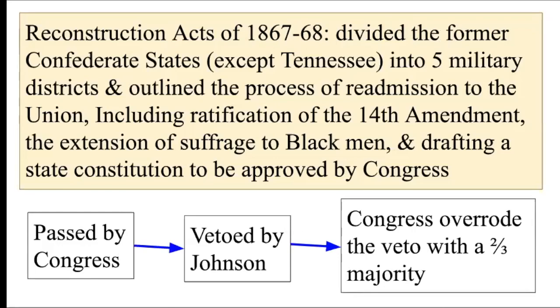Congress tried to ensure Black civil rights with the so-called Reconstruction Acts. Those were 1867-68. They were the ones that divided the former Confederate states, except for Tennessee, into 5 military districts and outlined the process of readmission to the Union, including ratification of the 14th Amendment and the extension of suffrage to Black men, as well as drafting a state constitution to be approved by the U.S. Congress. Don't worry about the 14th Amendment yet. We will get there. You will recognize the pattern here of pass, veto, override.